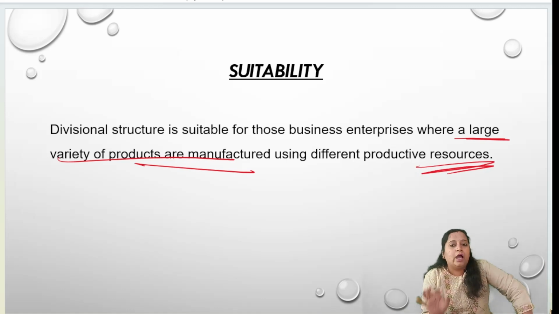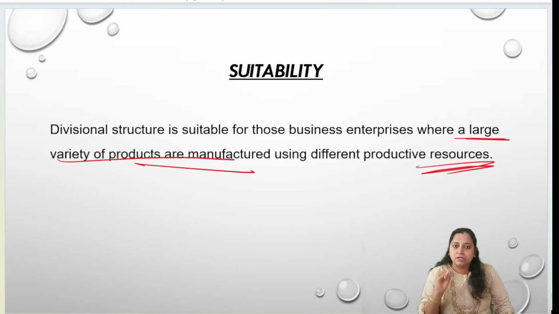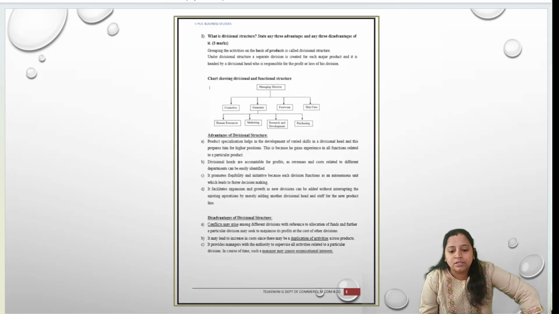Okay. I hope you people understood the divisional structure: meaning, advantages, disadvantages and suitability. I'll put notes in my description box regarding the topic discussed in that particular class. I'll just show you the notes. See, what is divisional structure? State any 3 advantages and 3 disadvantages of it. So I've given you the meaning of the divisional structure. Below you have to write the organizational chart. Why? Even if they have not asked you, if you write this, it will add weightage to your answer. And mention the advantages and disadvantages. Only 3 is enough. I've written all the 4. You can write any 3 advantages and 3 disadvantages.